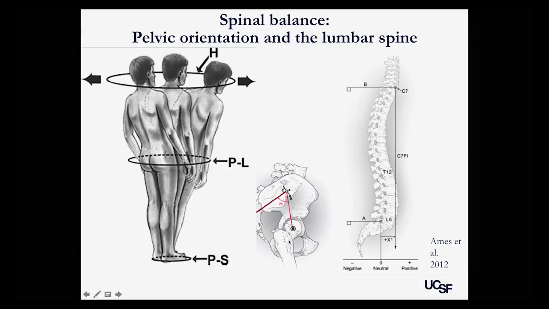We can measure the actual slope of the pelvis. The slope of the pelvis actually sets the amount of lordosis that you need within your lower back to keep your head centered over your pelvis. And I think that this patient had a clear problem with that.